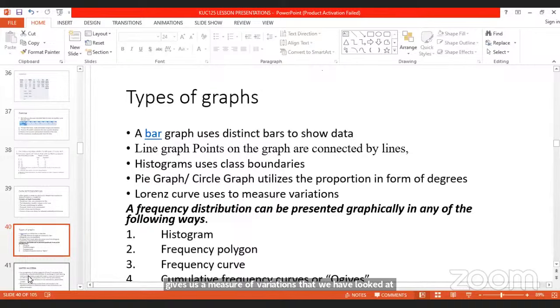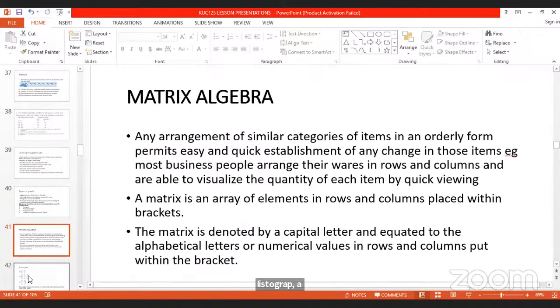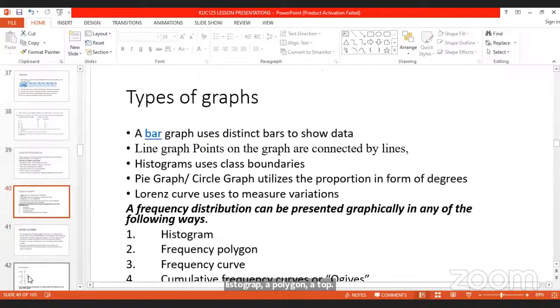A frequency distribution can always be presented graphically in any of the following ways. We can present it through a histogram, a polygon, a curve, or a cumulative curve, which normally reflects what we call the ogive. Now, because some of you are becoming too lazy, you don't want to go to the portal, to the LMS, to get access to materials, so I'll not discuss these types of graphs and how they are constructed.